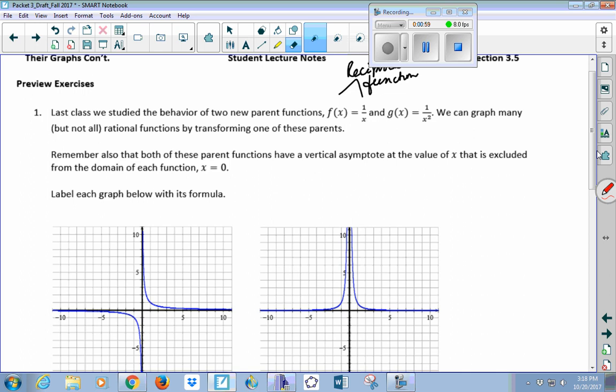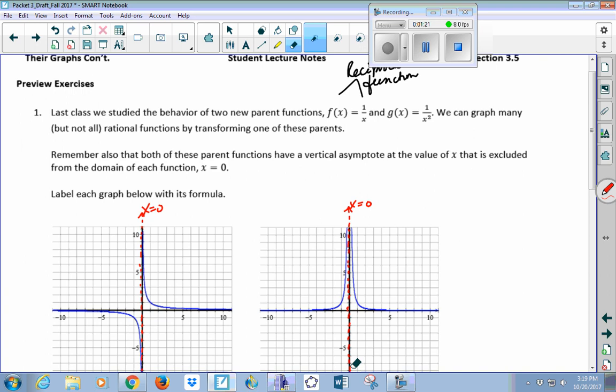So let's go ahead and take a minute, and take a pen or a different colored pencil and make a vertical dotted line straight down through x equals 0. That's our vertical asymptote.